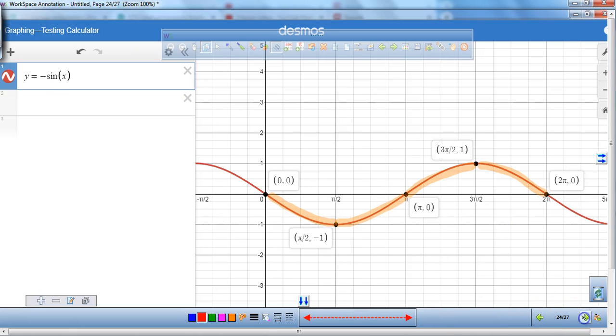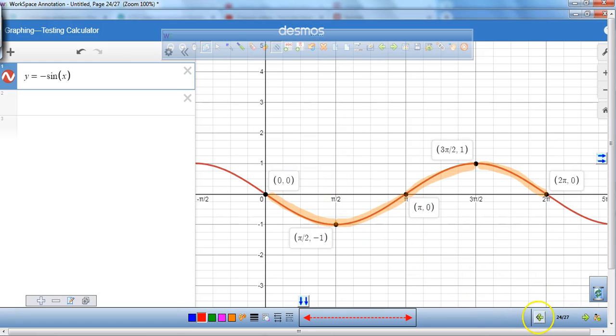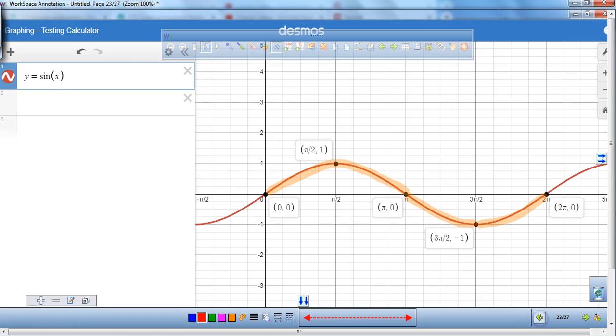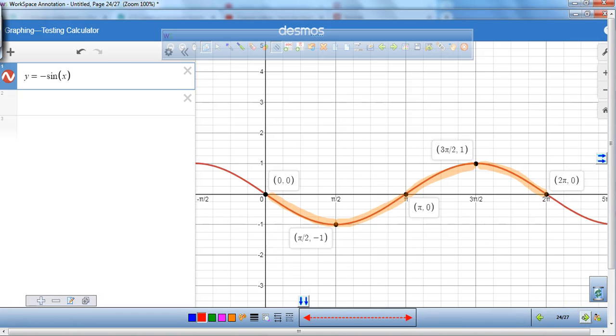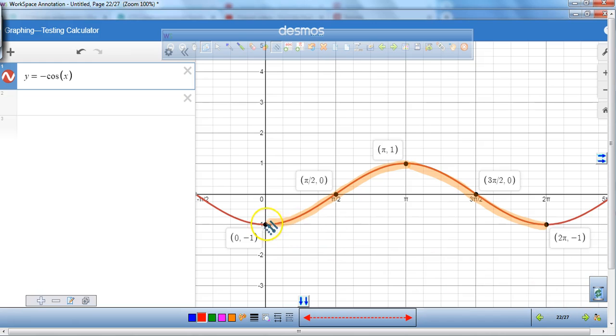Positive sine, negative sine. You'll see how similar they are. Where do they both start? (0, 0). Where does this one go? It goes up. This one goes down. So think of it this way: positive goes up, negative goes down. For a cosine, the positive starts up here, goes down and back up. The negative starts down below and goes up.